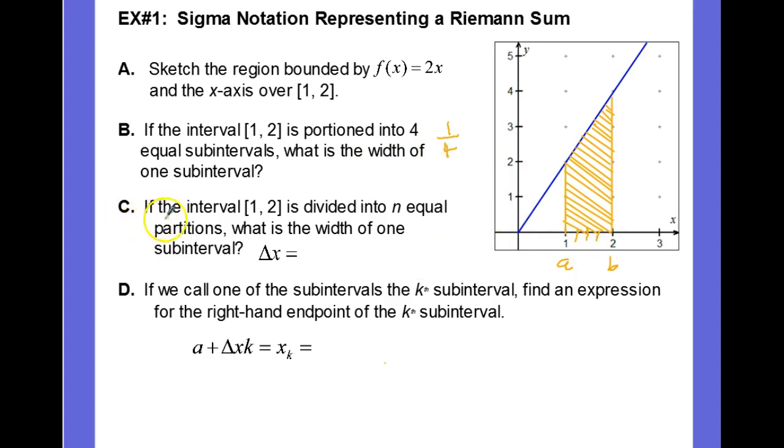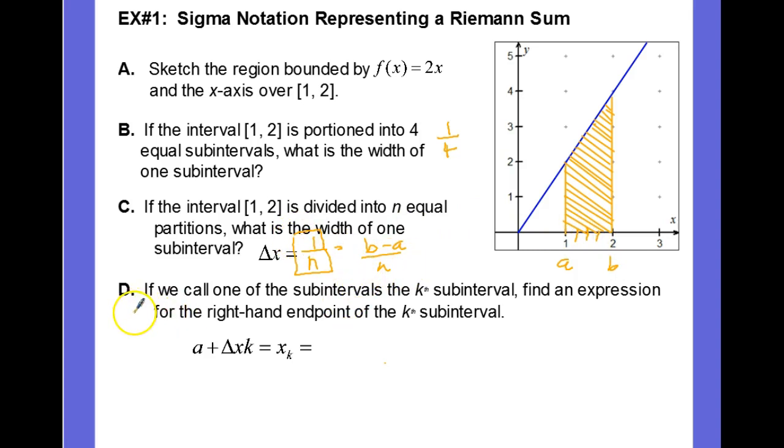In part C, they say if the interval from 1 to 2 is divided into n equal partitions, what is the width of one subinterval? And we're going to call that delta x. So remember that on the interval from 1 to 2, the total width of that interval is 1, divided by n. And so this corresponds to our formula, which was b minus a divided by n. So in this case, b is 2, a is 1, 2 minus 1 is 1 over n.